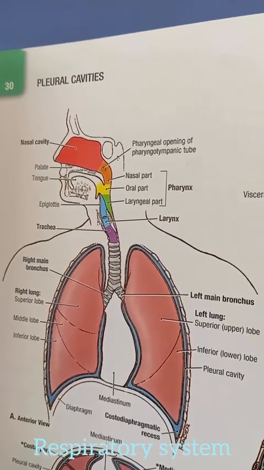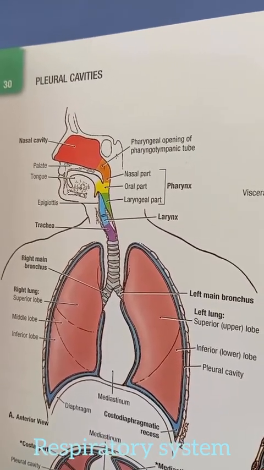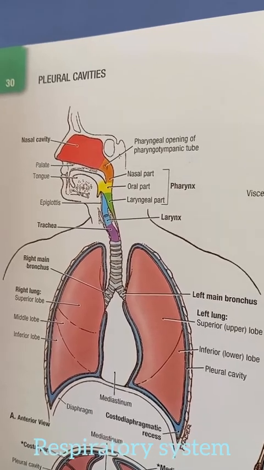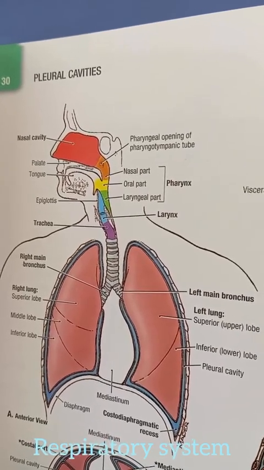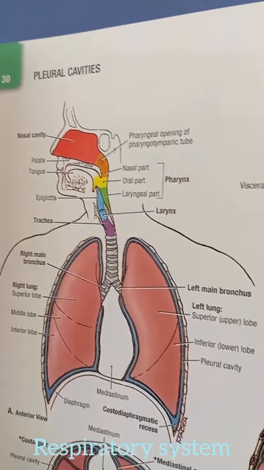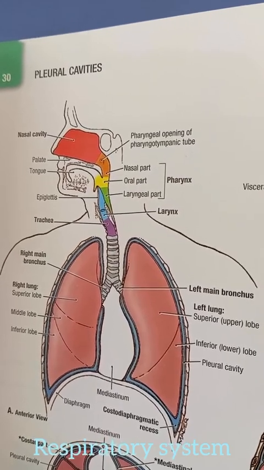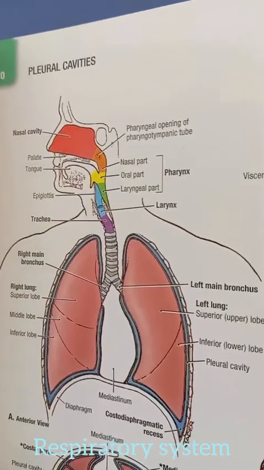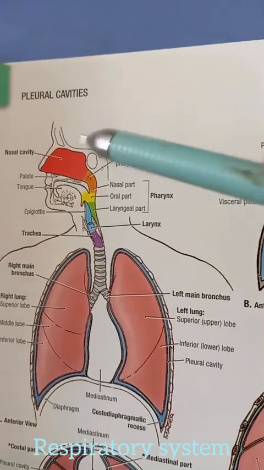For AHS and paramedical plus nursing students, the question may be asked as: name the parts of the respiratory system and describe the lungs in detail. So first we'll see the parts of the respiratory system.